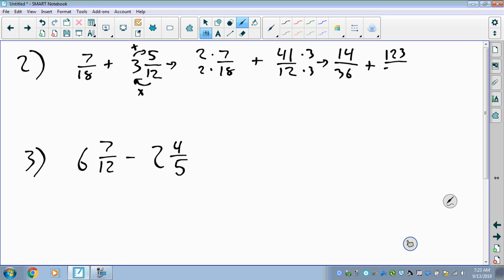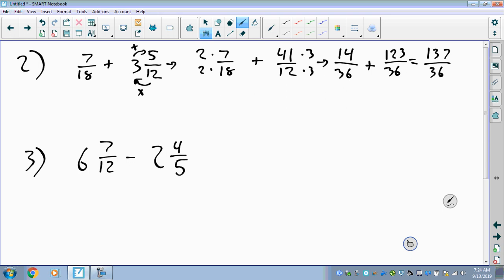123 over 36. You're going to go ahead and add those two things together. So 14 plus 123 is going to be 137. Sorry, guys, early in the morning. Okay, over 36. I'm pretty sure 137 is a prime number, so I don't think you have to go any further than that.